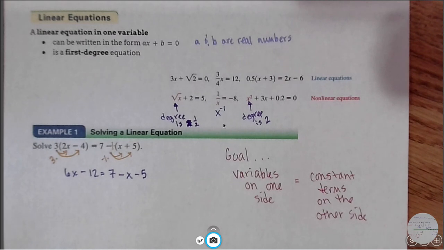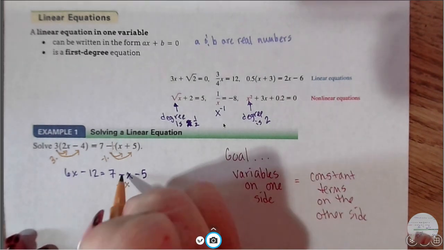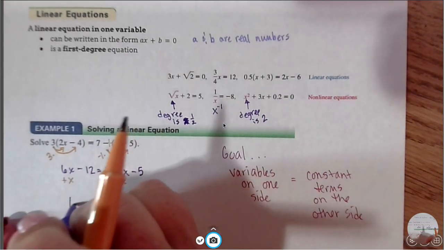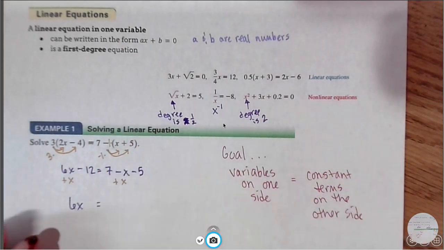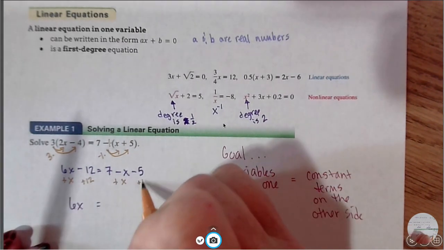So after I've done that distributing, I'm going to go ahead and move my variable terms to one side, my constant terms to the other. I prefer to work with positive coefficients, so I'm going to choose to add x to both sides, which will give me 6x on the left side. And then I'm going to add 12 on the other side.